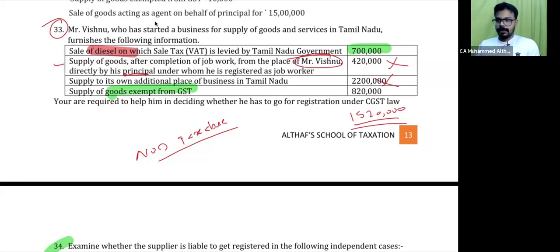Clear? So here two things I have explained. One is non-taxable supply shall be added, and I also showed the reason for that. And second, in case of job worker, you should not add sales made on behalf of the principal. Is that clear, everyone?